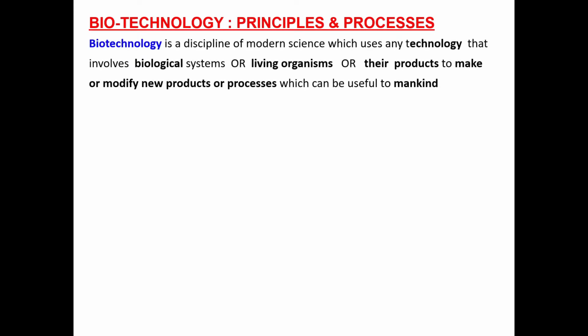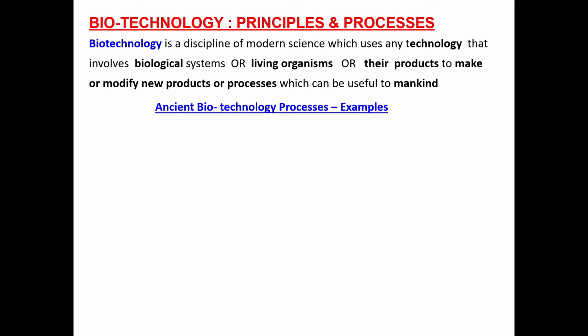So biotechnology, principles and processes. Biotechnology is a discipline of modern science which uses any technology that involves biological systems or living organisms, also their products, to make or modify new products or processes which can be useful to mankind. Right? So it is a technology. It uses biological systems or living organisms or their products. It could be enzymes, proteins, etc. to make new products, novel products or processes which can be useful to mankind.